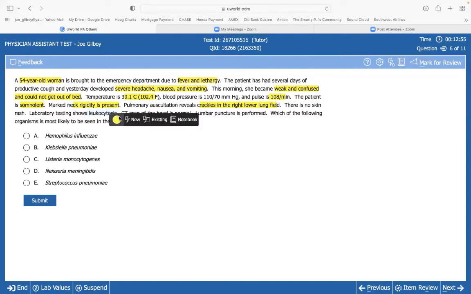Got it. Lumbar puncture. Okay, so she's 54, with a fever and a headache and a stiff neck. So what's the most common form of meningitis? You know, what's the most common form of meningitis after 3 months of age? And you're like, oh, it's strep pneumoniae.